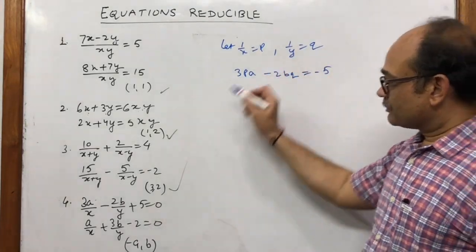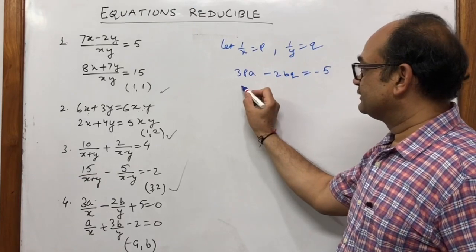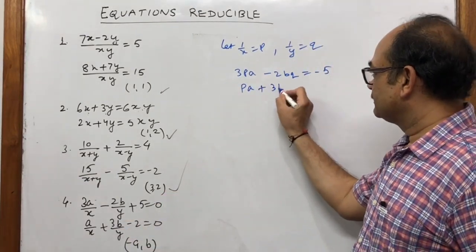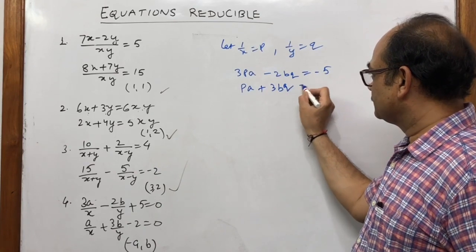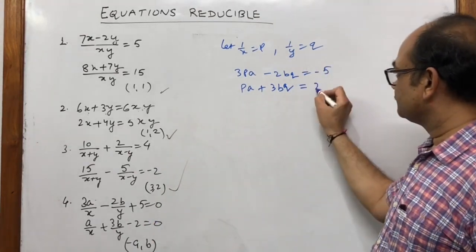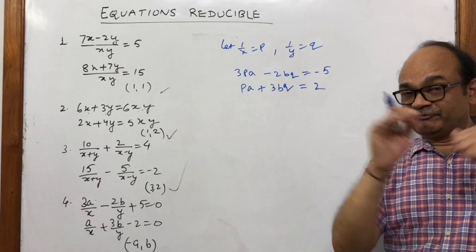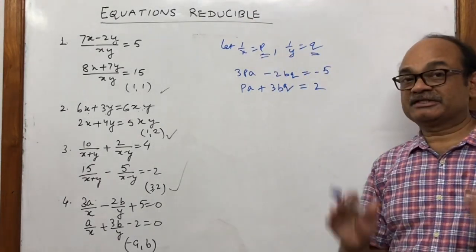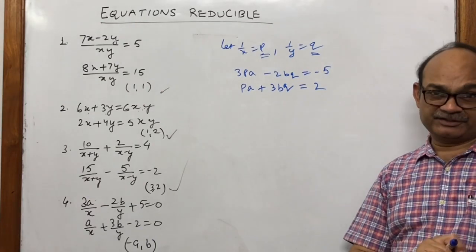Next one, pa plus 3bq equals to 2. Which variable we have to calculate? What we assume? P and Q. It means we have to calculate the value of P and Q.